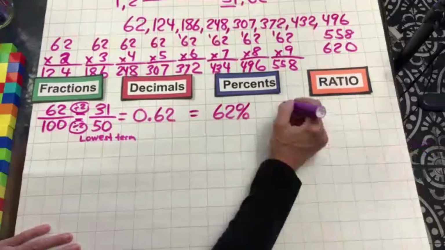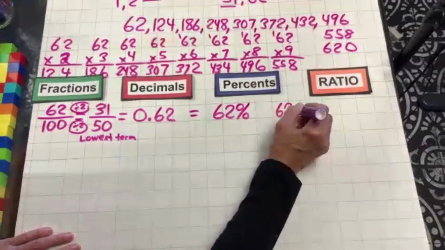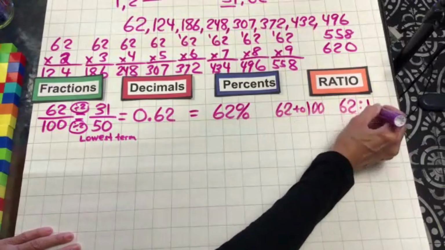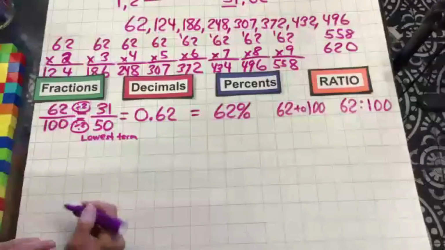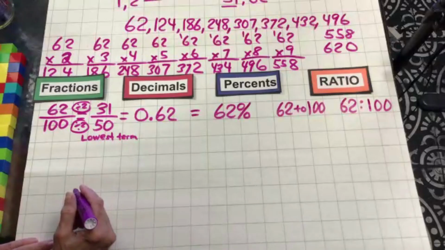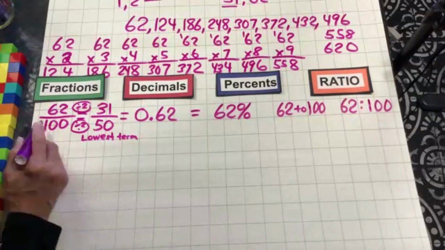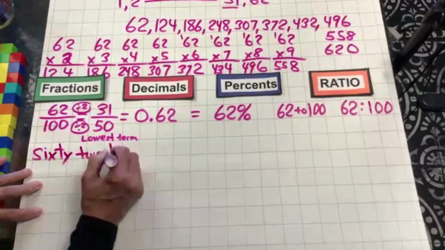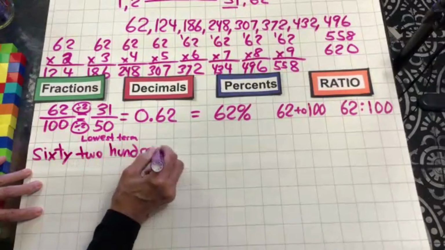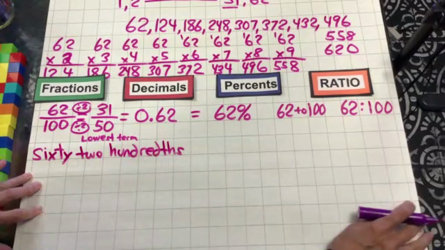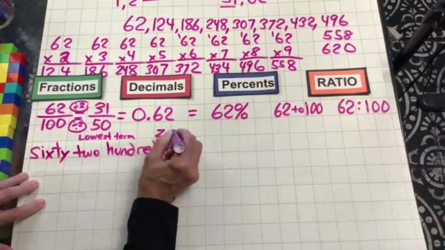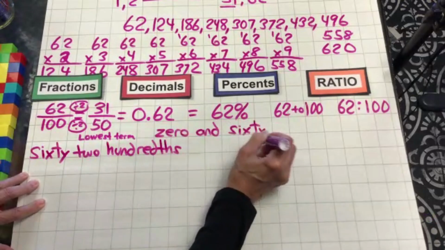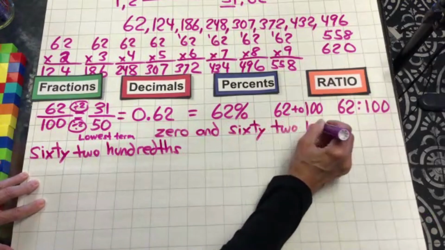And our ratio, if we found it in research or statistics, would be 62 to 100 or 62:100. We do this every day. We really get good with our basic math concepts. So let's go ahead and write this in words. So this is 62 hundredths. If we're writing it in decimal form, it is 0 and 62 hundredths.